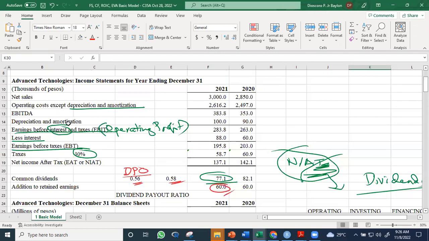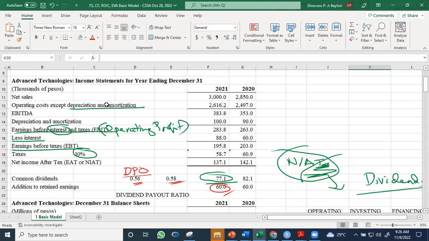We looked at these are the balance sheets for 2020, income statement for 2021 and 2020. We have net sales, and then we deduct all the operating costs except depreciation and amortization to arrive at the EBITDA. And last time I asked you, why is it that sometimes in some financial statements, at least in this format, why is depreciation and amortization singled out? Why is it segregated from the other operating costs?